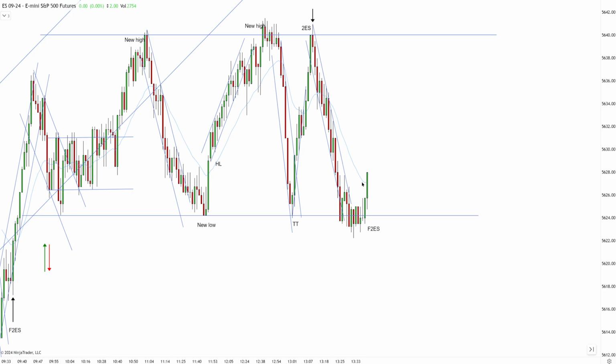So they're going to get trapped so far from the EMA. It is a nice bar. You can ride it to the EMA. This is actually a decent setup. I kind of missed this one, but this is a decent setup for second entry short.